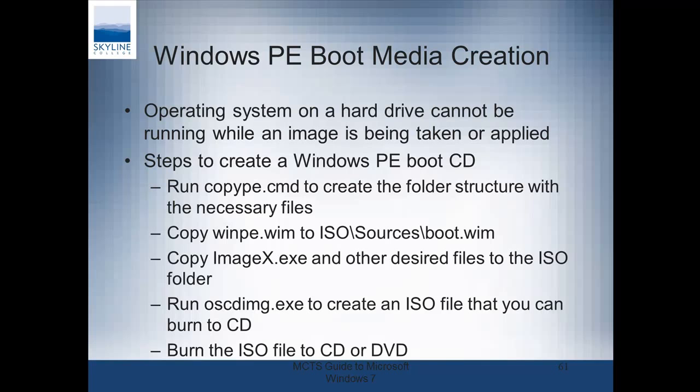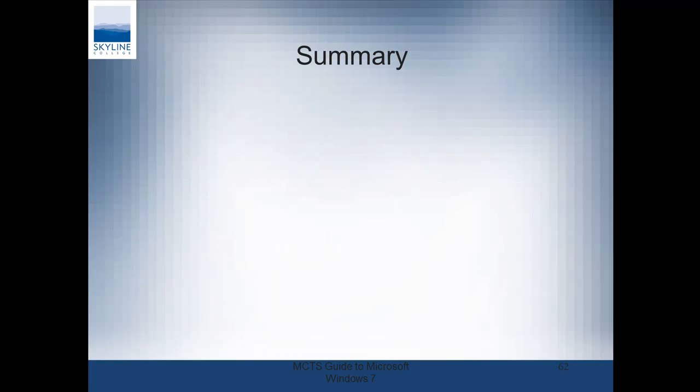Copy imagex.exe and other desired files to the ISO folder, then oscdimg.exe to create the ISO, and you have to have this. This is the file that actually creates the ISO file. So we go through that, and then we don't have to actually extract it to a CD or DVD because we can mount the ISOs in a system.